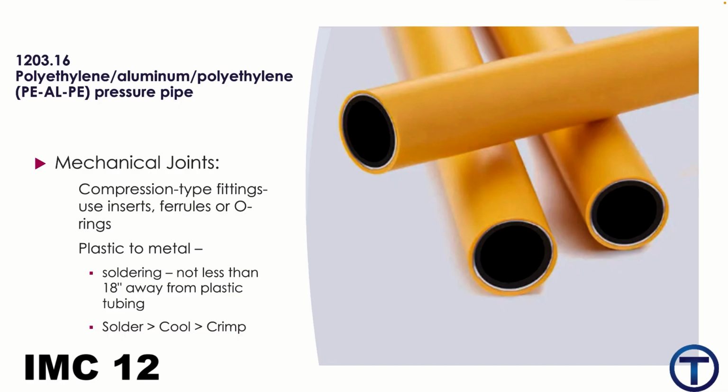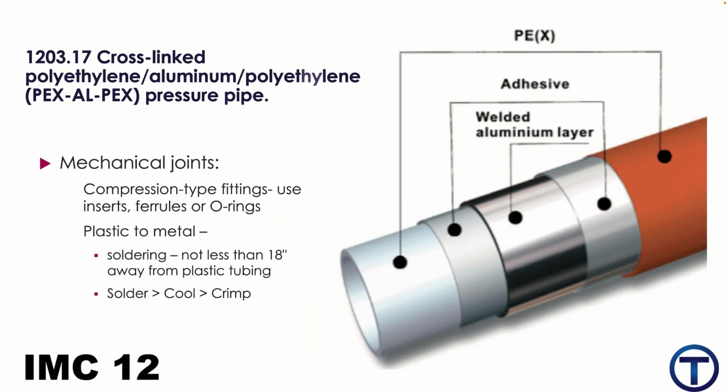1203.16, polyethylene, aluminum, polyethylene, or PEALPE pressure pipe. Similar to PEX, these are combined with compression type fittings. Use the inserts, ferrules, or O-rings as required. And just like I already said, on soldering, keep it away from the plastic. Solder, cool, then crimp. 1203.17, cross-linked polyethylene, aluminum, polyethylene, or PEX-AL-PEX.